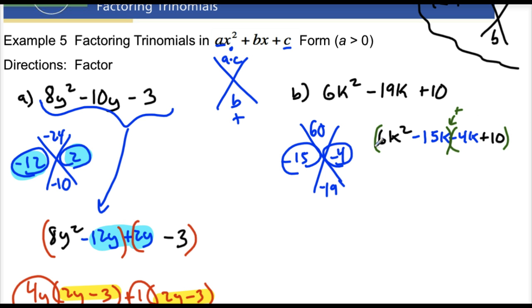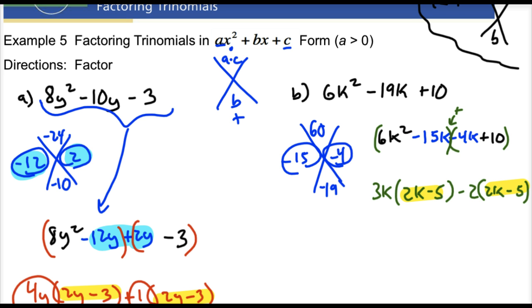So let's see, the GCF of 6k squared and minus 15k. Let's see, a 3k. What goes back inside? I have 2k minus 5. Negative 4k plus 10, so I have a negative 2. So now I have a 2k minus 5. And let's see if that makes sense there. Negative 2k. Yeah, good.